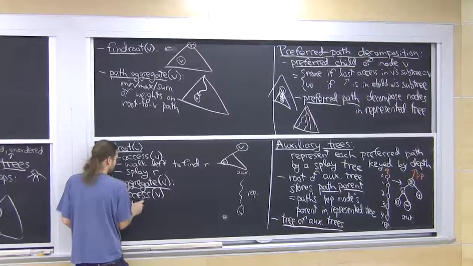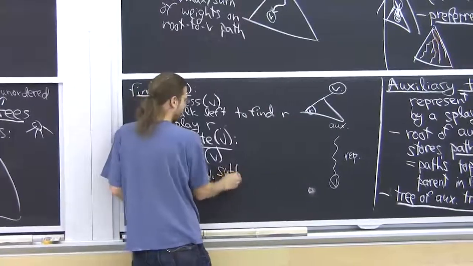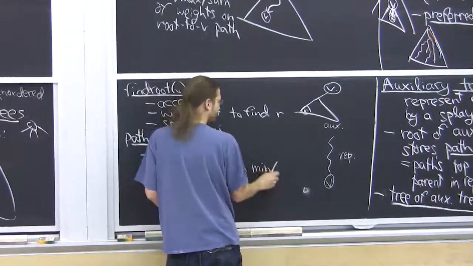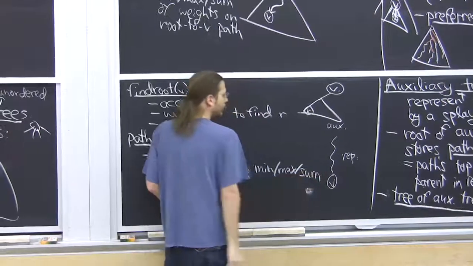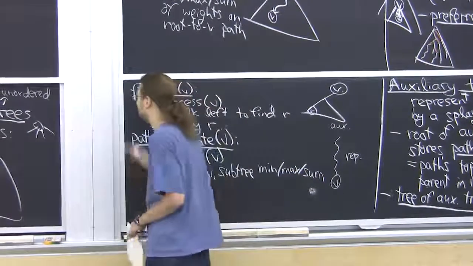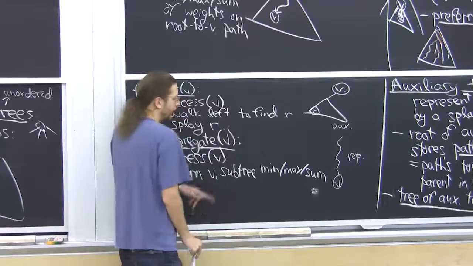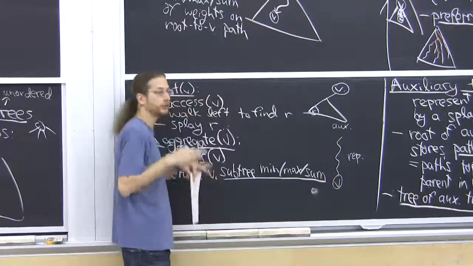return v dot subtree min, max, whatever. You'll have to check even when we do link and cut that it's easy to maintain augmentation like this, but it is. And now the subtree aggregations are relative to your own ox tree.